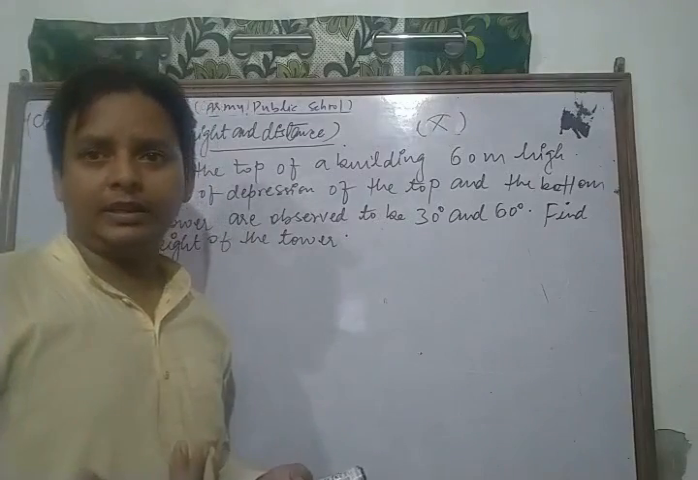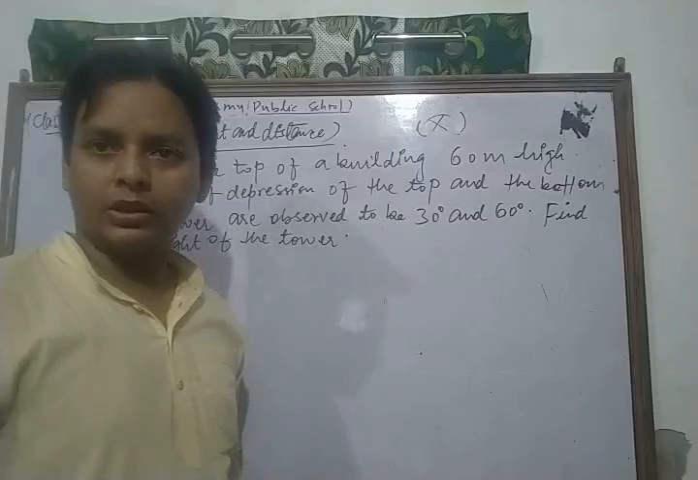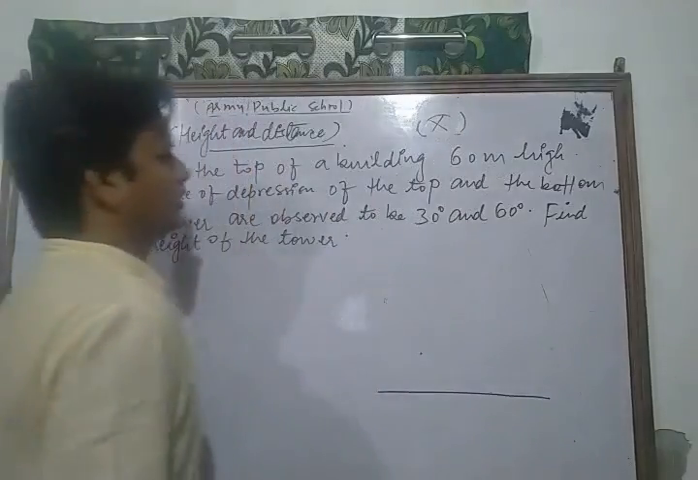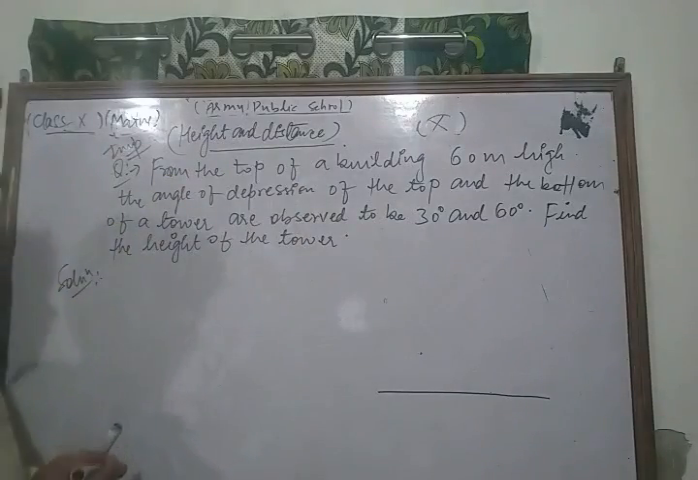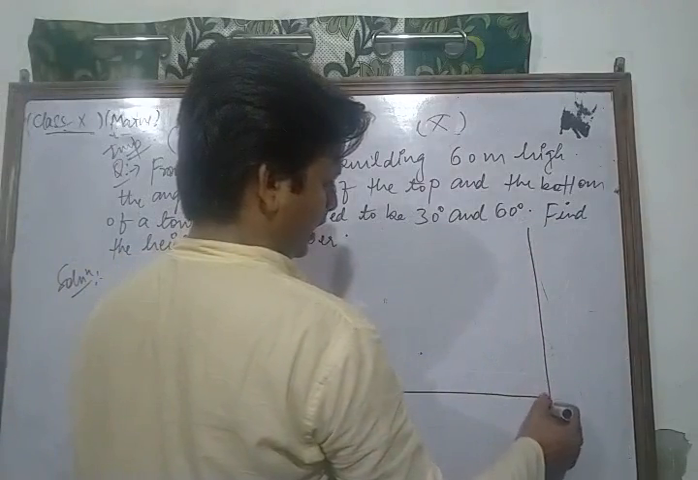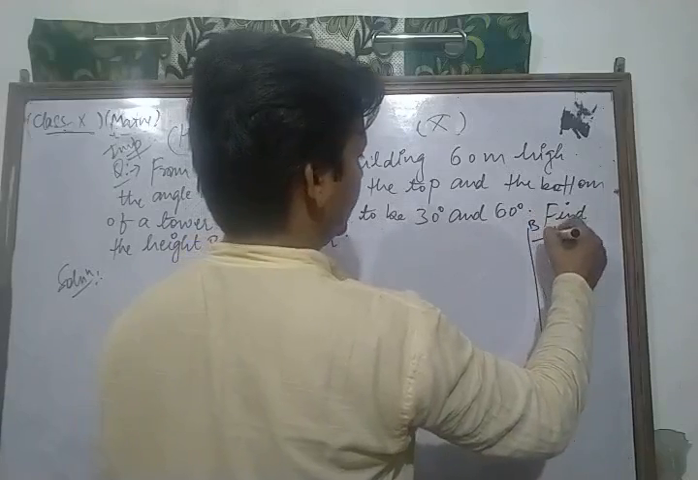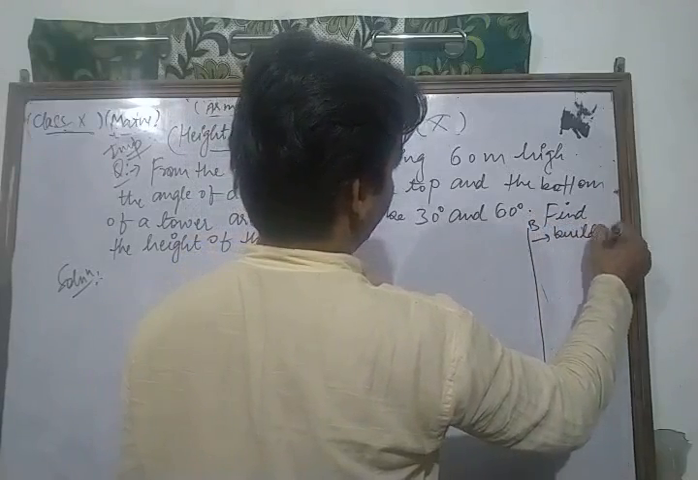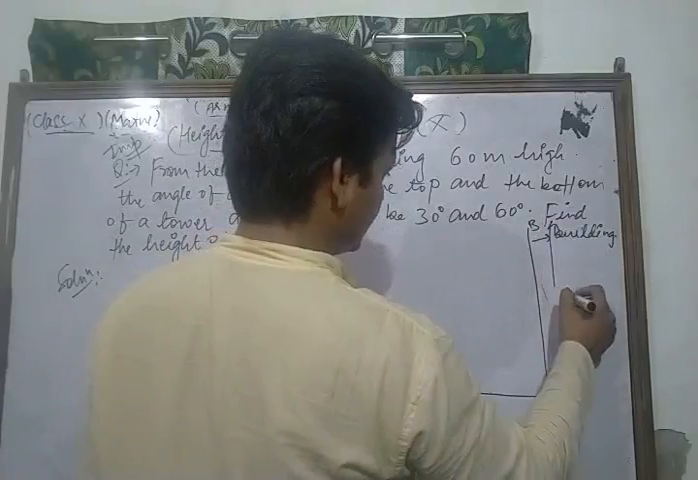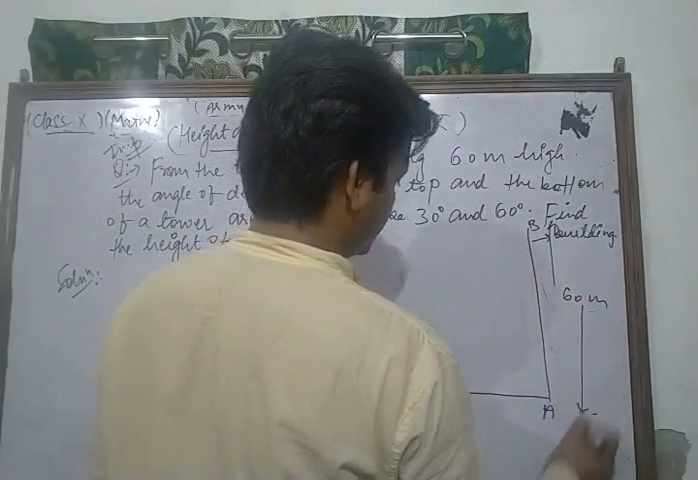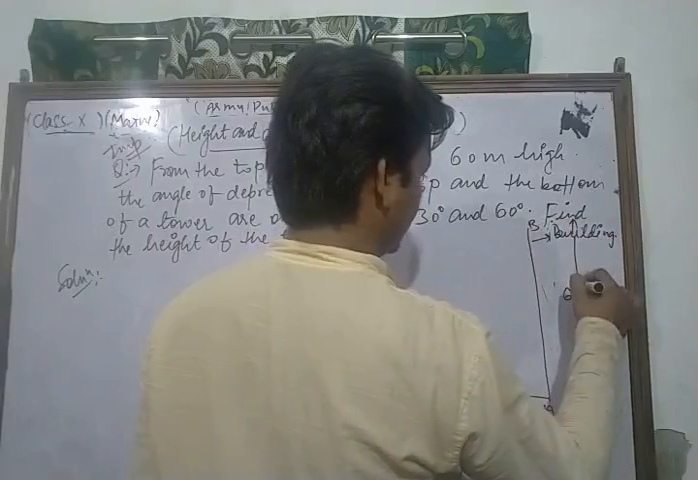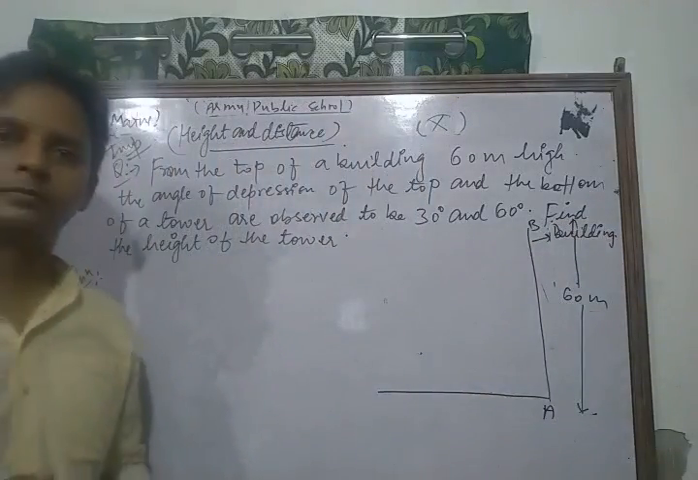So it is clear that the building stands on the horizontal surface. First of all, we draw a horizontal surface, and let AB be the building. You know that the height of the building is 60 meter, so AB is 60 meter. This is the height of the building, which is 60 meter high.